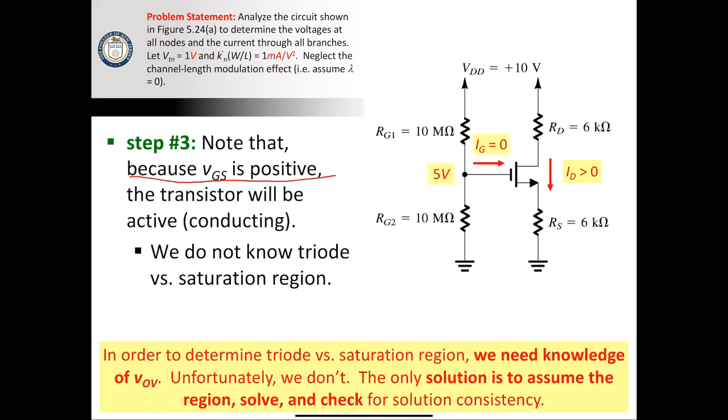We don't know if it's in triode or saturation region. So again, we still are going to ask ourselves, what equation are we going to use? We got to figure that out. In order to determine the triode versus saturation region, we need knowledge of VOV. Unfortunately, we don't have that. So the only solution, the same solution we used 2 problems back, is to assume the region of operation, solve, and check for the consistency. We're going to start off assuming it's in the saturation region.